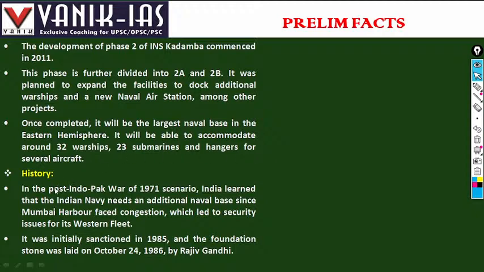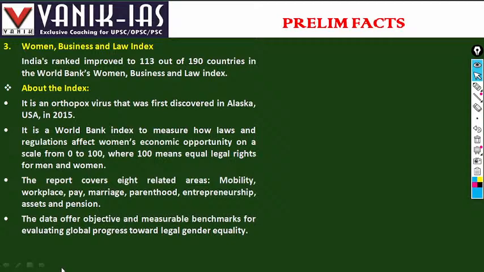Coming to history, in the post-Indo-Pak War of 1971 scenario, India learned that the Indian Navy needs an additional naval base since Mumbai harbour faced congestion, which led to a security issue for its coastal fleets. It was initially sanctioned in 1985, and the foundation was laid in October 1986 by Rajiv Gandhi at Karwar. It became functional in a staged manner. So with each passing year, the government is adding more to this infrastructure, creating military infrastructure as well as facilities for the military personnel.